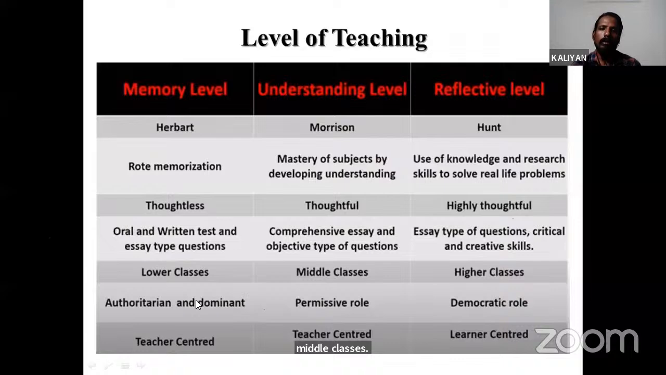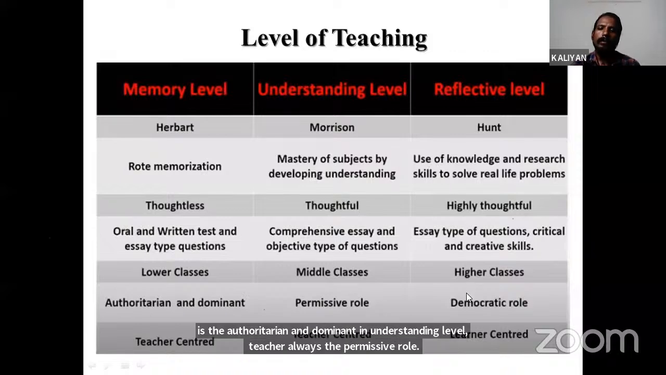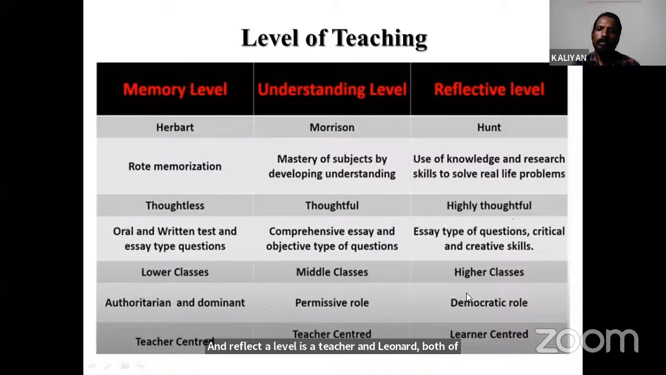Memory level is authoritarian and dominant, so here the teacher role is authoritarian and dominant. In the understanding level, the teacher role is permissive, and in the reflective level the teacher and learner are both engaged, so that is the democratic level. Memory level is teacher centered, so the teacher is the main in this teaching. In understanding level, it is partially teacher and partially student. And reflective level is learner centered. So these are the levels of teaching.